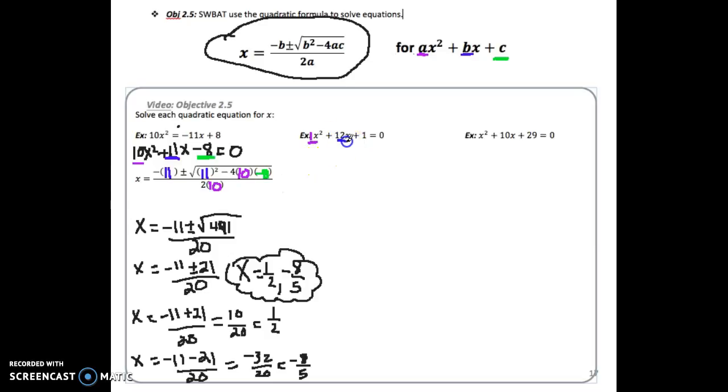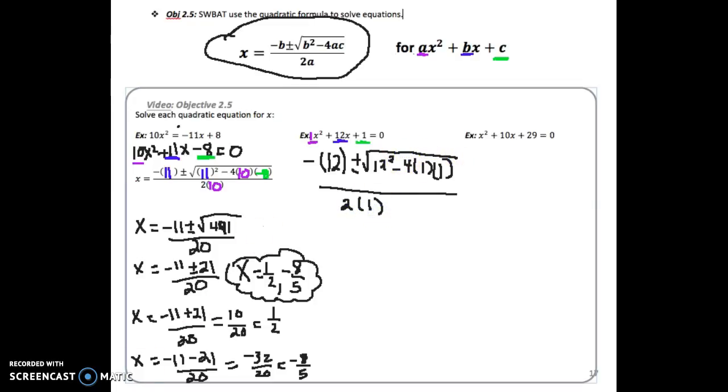B is 12, and then c is 1. So if we want to go ahead and plug into our formula, we know we're going to have negative b, so negative 12, plus or minus the square root of b squared, so 12 squared, minus 4 times a, which is 1, times c, which was also 1, all over 2 times a, which is 1.